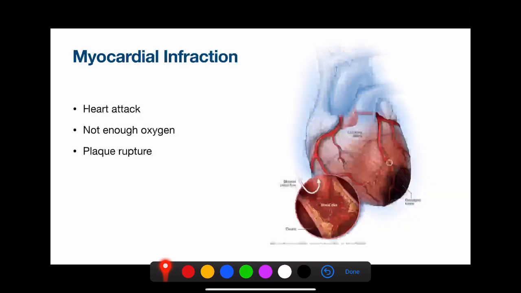Myocardial infarction is another word for a heart attack. A heart attack occurs when parts of the body do not receive enough oxygen. It can be caused by plaque in the coronary arteries which blocks blood flow. The plaque can rupture and form a blood clot. Here in the picture we can see the damaged tissue and then the blood clot and plaque in the coronary artery.